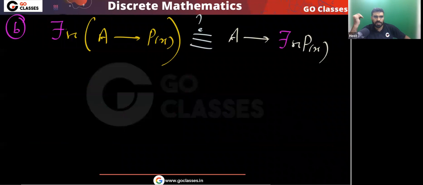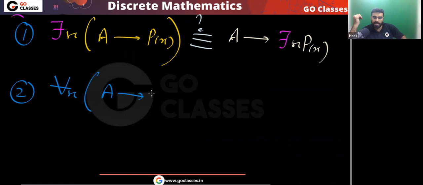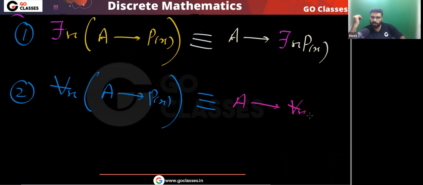So far, this is the conclusion. We have seen that for all x, A implies Px is equivalent to A implies for all x Px. So far everything is clear. These questions are very easy, right? The easier the questions, the more boring they are. These questions are actually very, very easy, but slowly you are getting bored, right?